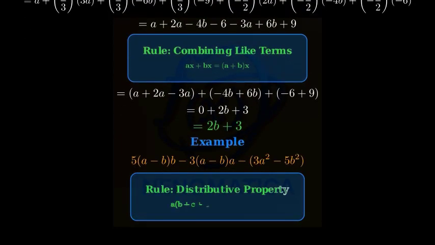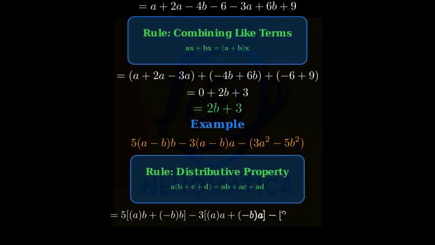We'll use the distributive property again, but this time we need to be careful with the order of the variables when multiplying. Let's start with 5 times the quantity a minus b times b. We'll distribute the b to each term inside the parentheses. 5 times a times b equals 5ab. 5 times negative b times b equals negative 5b squared.